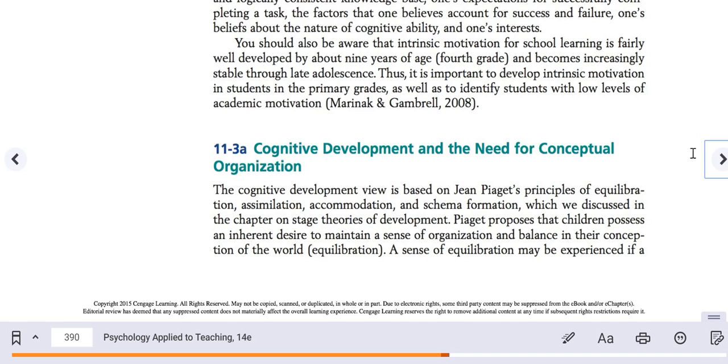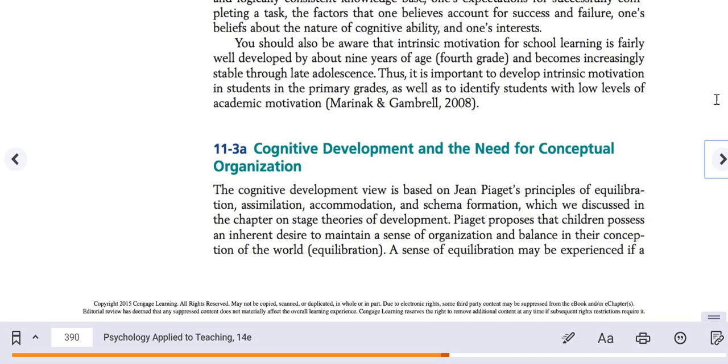Cognitive development and the need for conceptual organization. The cognitive development view is based on Jean Piaget's principles of equilibration, assimilation, accommodation, and schema formation, which we discussed in the chapter on stage theories of development.